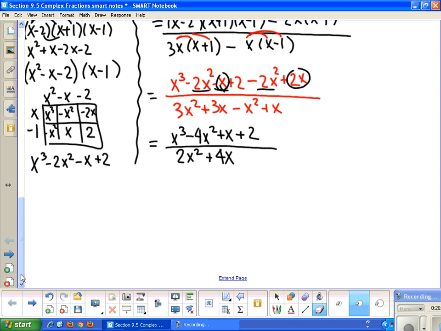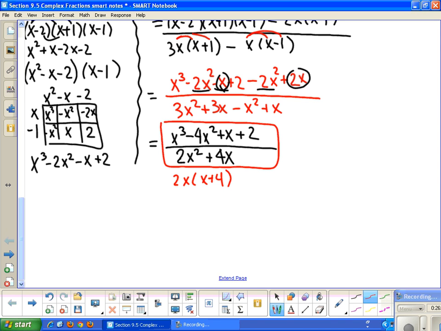I'm going to erase that. My denominator can factor, so my denominator can factor into 2x times x plus 4. So you could write your denominator over that. This would be our solution. Or right now, I would also take x cubed minus 4x squared plus x plus 2 over 2x times x plus 4. If you want to leave the denominator in factored form, that's okay. But this one is actually the correct answer. You wouldn't leave it with parentheses in your solution.